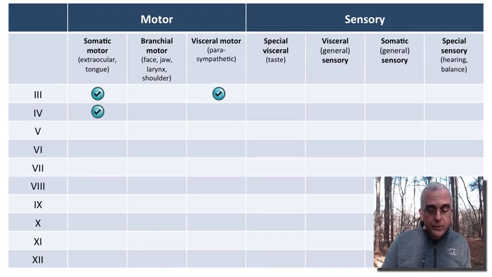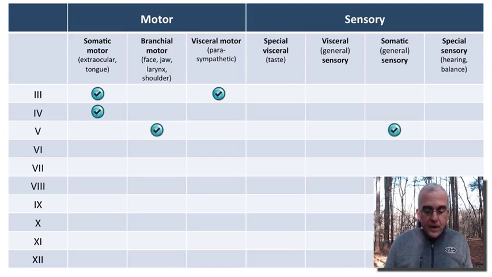Okay, nerve 4 is the trochlear nerve. It has a single component. It's a somatic motor outflow. The trochlear nerve innervates the superior oblique muscle, one of those muscles in the orbit. This is a muscle that turns the eye inward and downward.